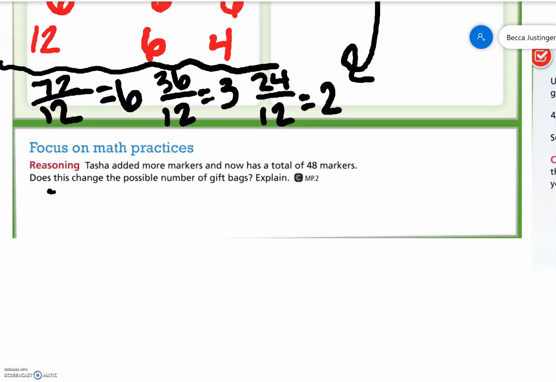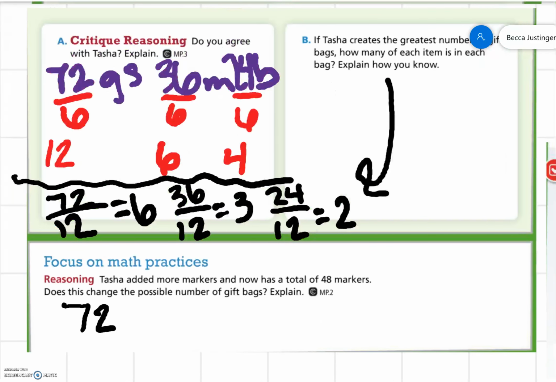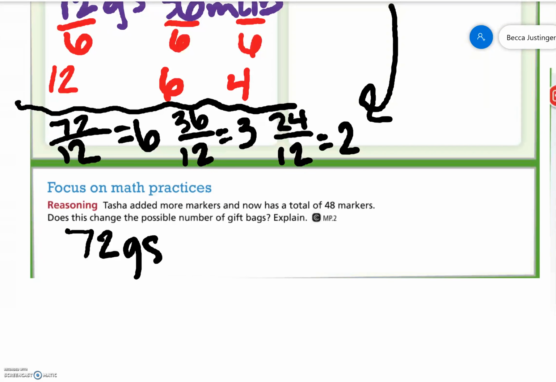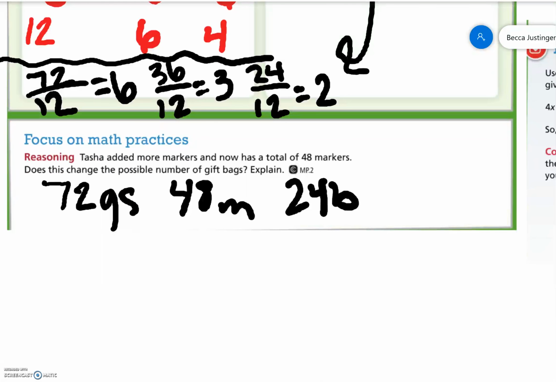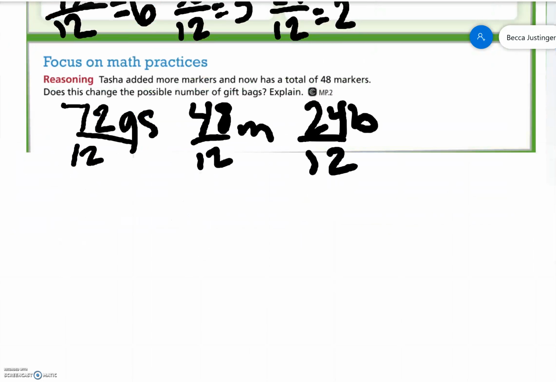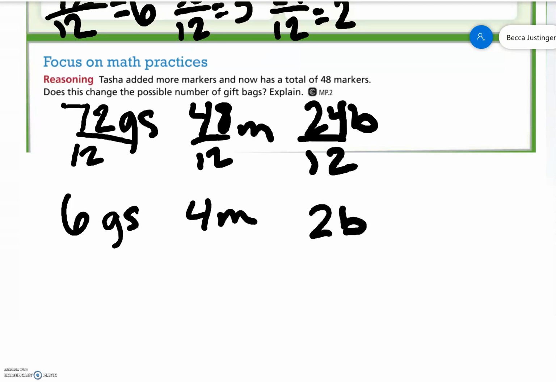Explain. So instead we have 72 glow sticks, 48 markers, and 24 bubbles. So if we stick to our original of 12 bags, we could divide all these by 12. That's called the greatest common factor. That's what we're doing today. 72 by 12 is 6 glow sticks. 48 by 12 is 4, so that's 4 markers. And 24 by 12 is 2 bubbles.